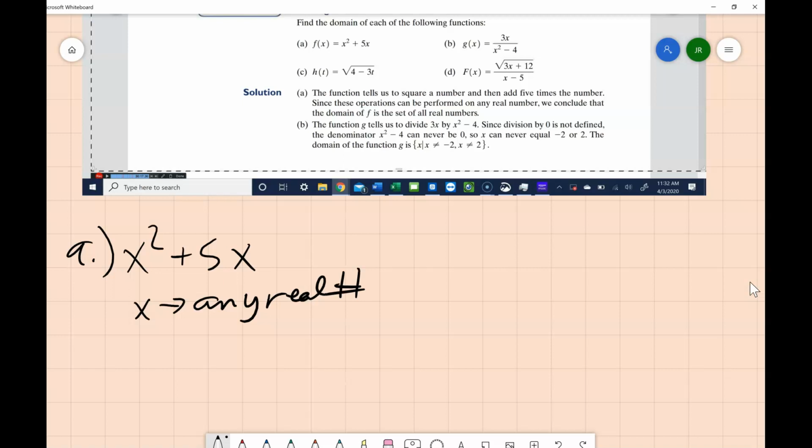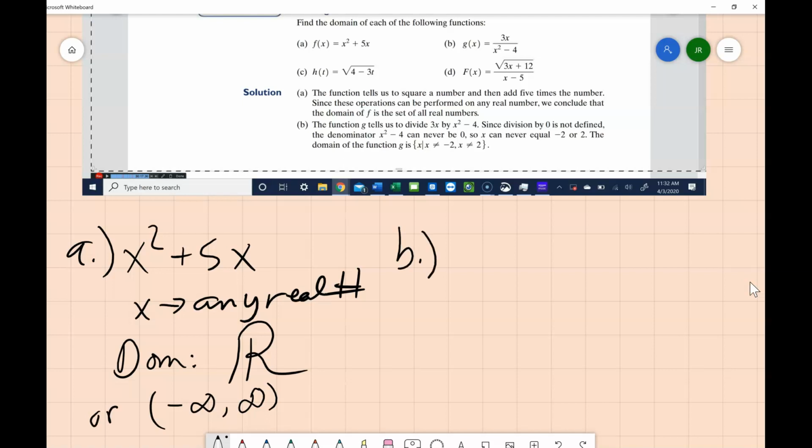A short way to say that is you could say the domain is all reals. A pretty cool way to write all reals is with what's called a double bar R. This is the symbol for real numbers. So another way you can see that written is x is from -infinity to infinity. X is any real number from -infinity to infinity. That's another way to say that. All right, part B, it gets a little more interesting.